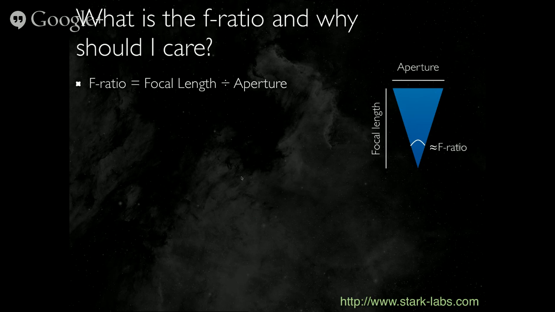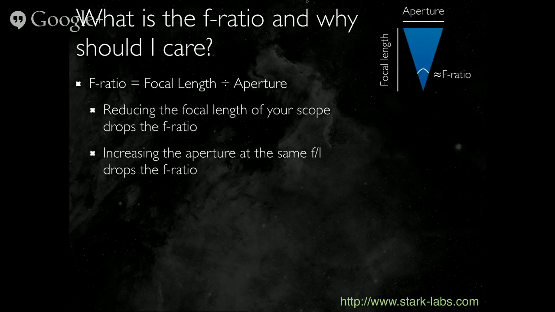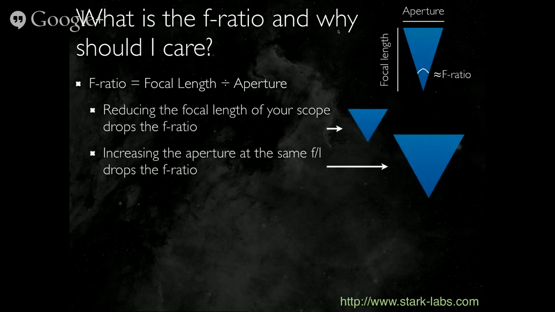So we can think of this triangle that we have here, where the aperture is the left-right portion of the triangle, and the focal length is the height of the triangle. And so the F ratio is then just this ratio. If we reduce the focal length of the scope, but we keep the same aperture, we now have a much more squat triangle here. So we've dropped the F ratio.